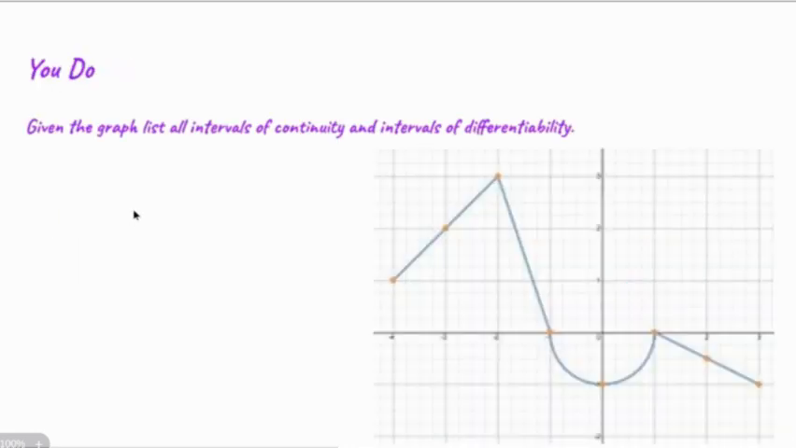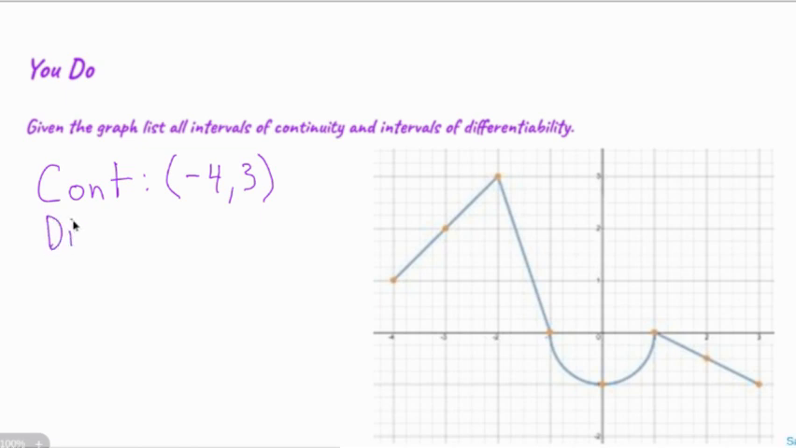Okay, so given the graph, let's list all the intervals of continuity and differentiability. So we're starting at -4. When you're deciding differentiability from continuity, identify your corners and your cusps first. So here's one at -2. Here's another one, very slight, but it exists at -1. Then we've got one here at 1. So we've got 3 different corners of non-differentiability, so we should have 4 different intervals.